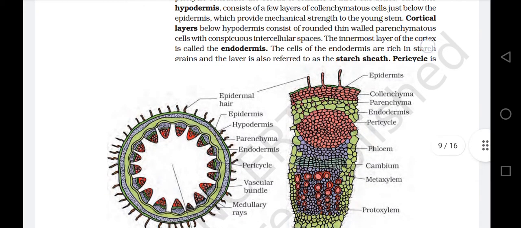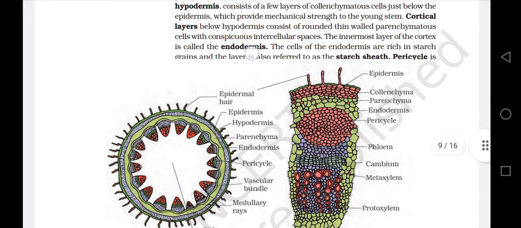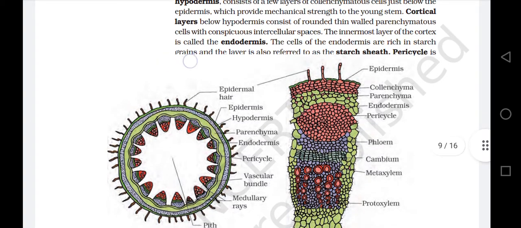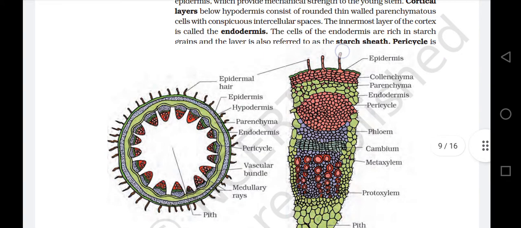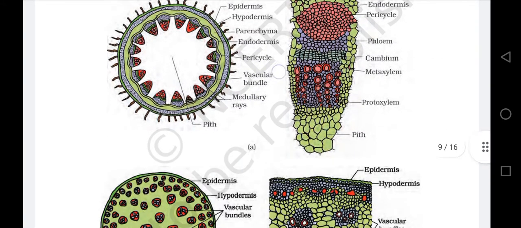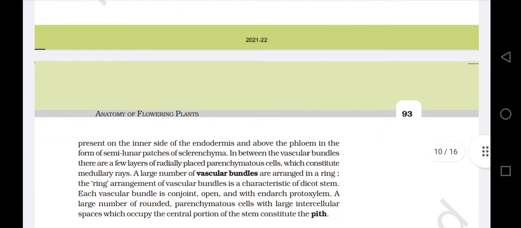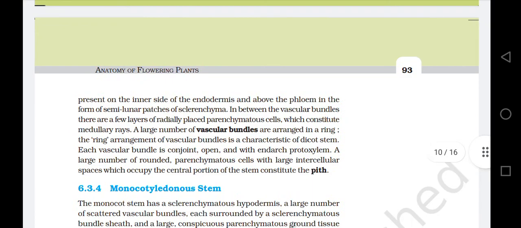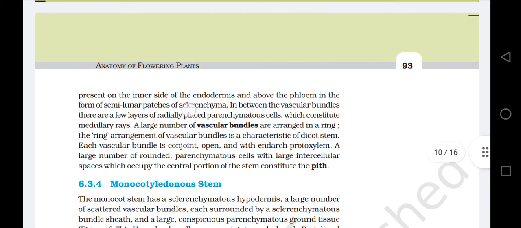The innermost layer of the cortex is called endodermis. The cells of the endodermis are rich in starch grains, and the layer is also referred to as starch sheath. Pericycle is present on the inner side of the endodermis and above the phloem in the form of semi-lunar patches of sclerenchyma.